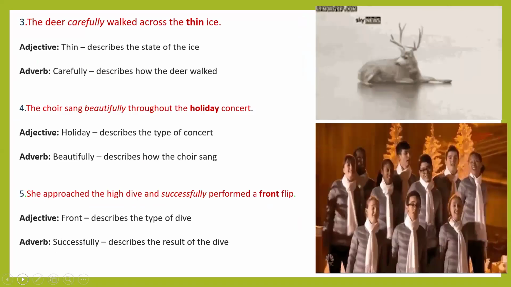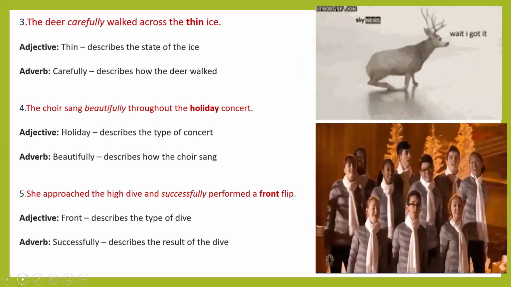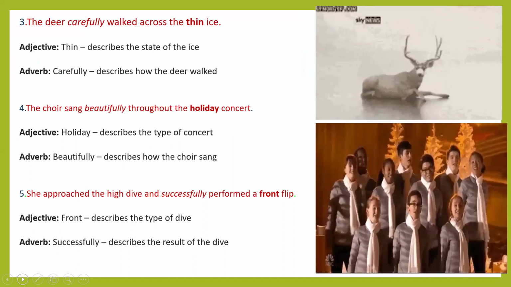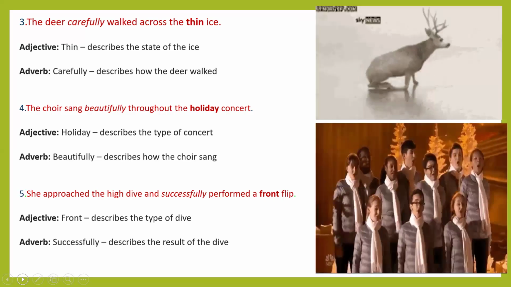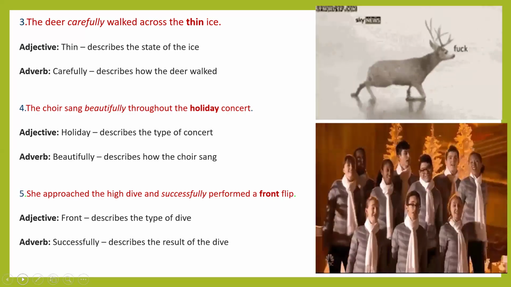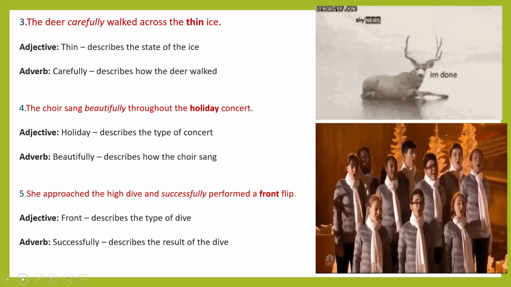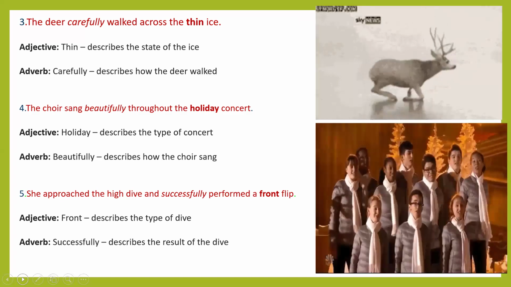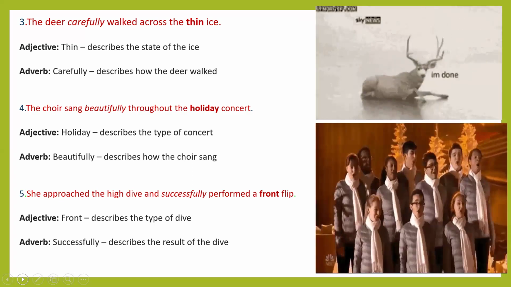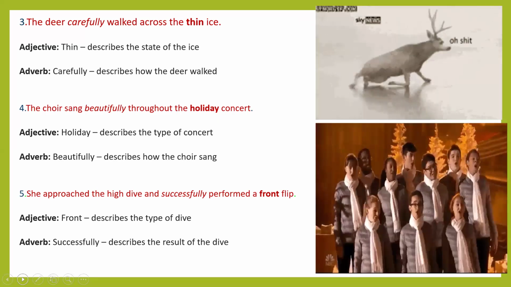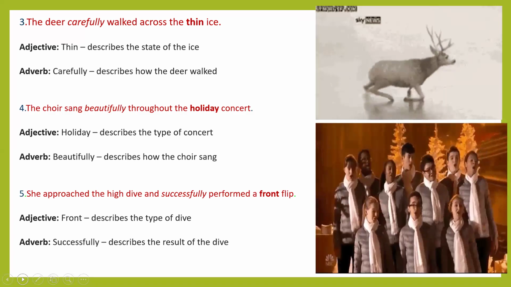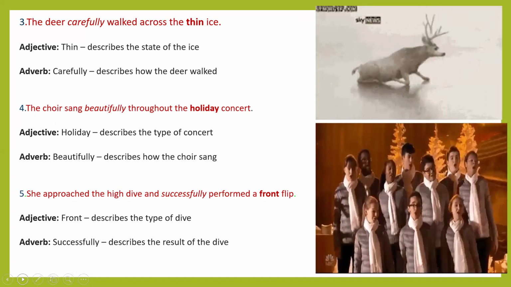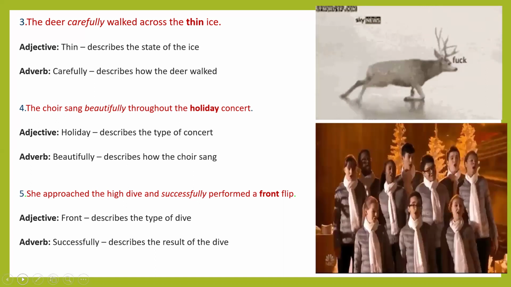The fourth example is: the choir sang beautifully throughout the holiday concert. Holiday is an adjective which describes the type of concert. The adverb beautifully describes how the choir sang. The fifth example sentence is: she jumped off the high dive and successfully performed a front flip. The adjective front describes the type of flip. The adverb successfully describes the result of the dive.